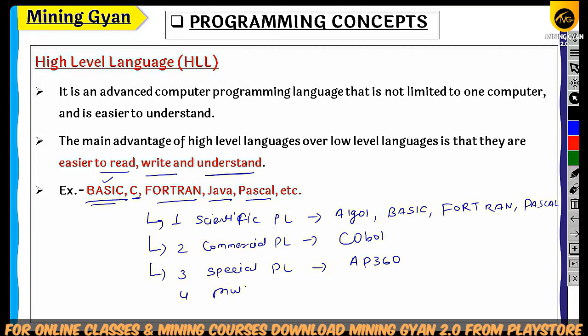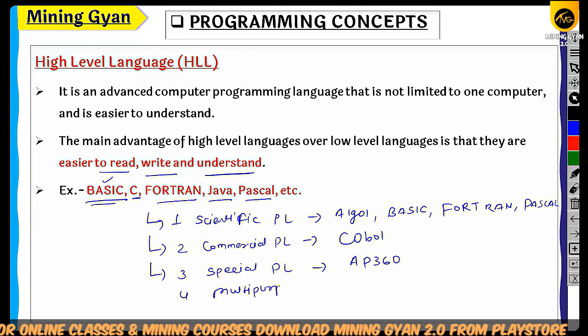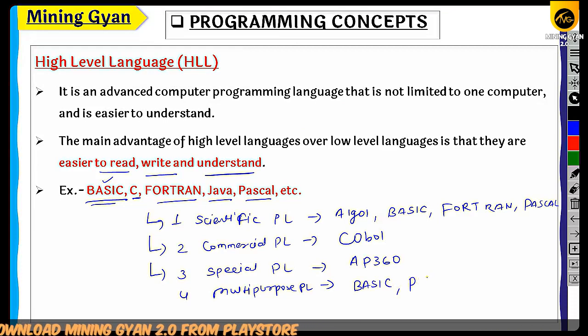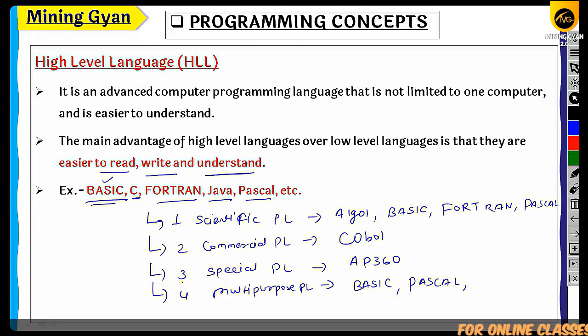So the next one is the multi-purpose programming language. The example will be BASIC. Pascal is also used in other fields, so it also belongs to the multi-purpose programming languages. So we can categorize them into four types of programming language: scientific, commercial, special purpose and multi-purpose programming languages.